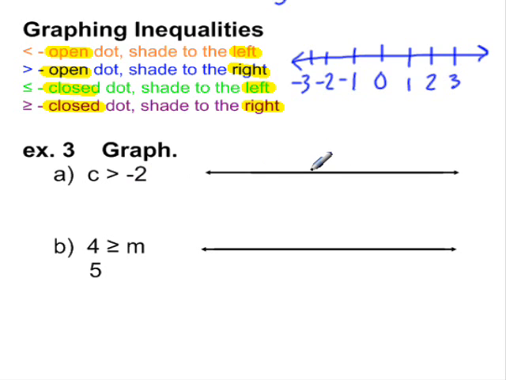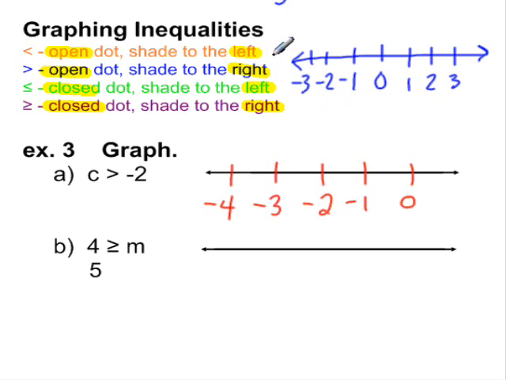So for our first one, we have c is greater than -2. Instead of starting with 0, I'm going to start my graph with -2. And then I'll just move out from there. To the right of -2, the next largest number is -1, and then I'll have 0. And on the left side, we're going to have -3 and -4.